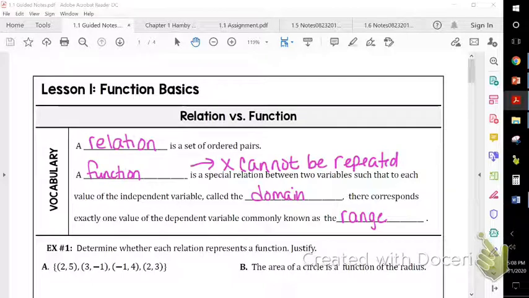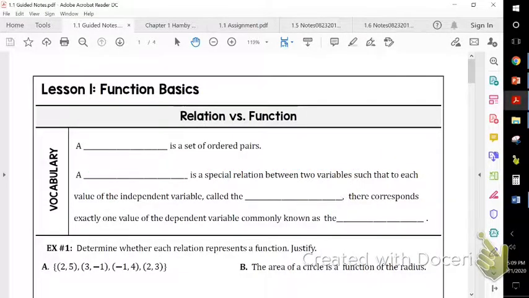So a relation is any set of ordered pairs, no rules. But a function is a special type of relation. It has a rule. It says x cannot be repeated. Now it doesn't mention anything about y because y doesn't matter when we're just looking at a function, okay? Only the x cannot be repeated.